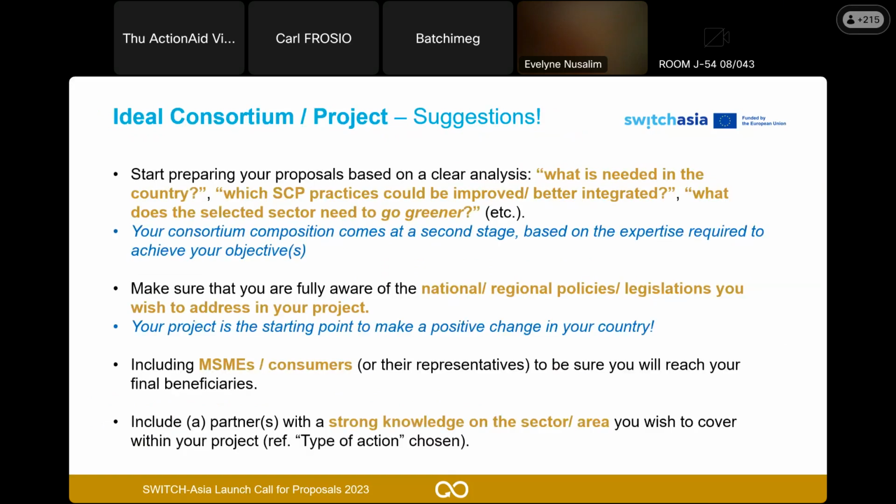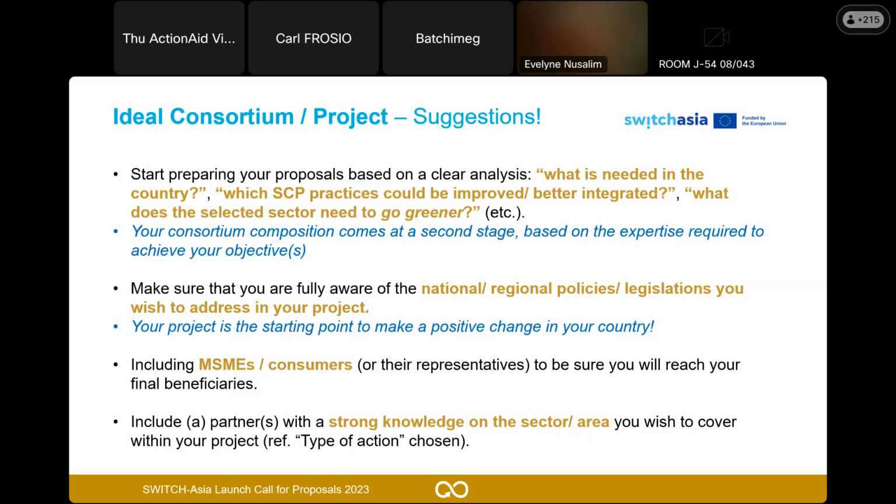Just a few tips, suggestions. We would suggest that you start preparing your proposals based on a clear analysis. Your consortium composition would come at a second stage, based on the expertise required to achieve your objectives. Make sure that you're fully aware of the national or regional policies, legislation or laws that you wish to address in your project. It's the starting point to make a positive change in your country.